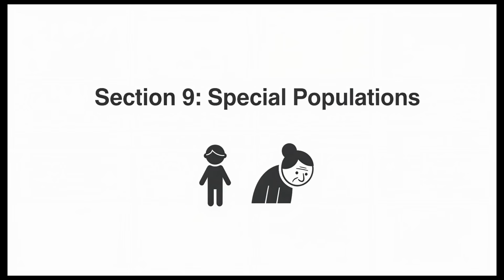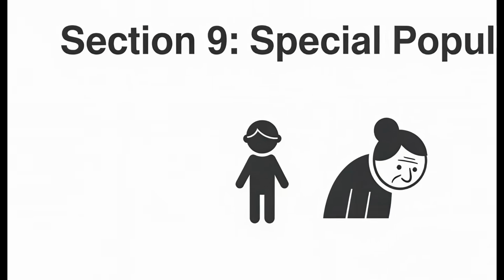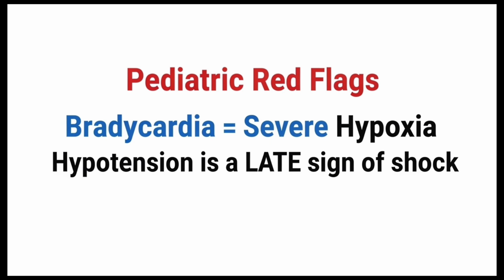Section 9. Pediatric and Geriatric Care. Our final section covers special populations. First, pediatric patients. The most important principle is that children are not small adults. Their airway is smaller, their tongue is proportionately larger, and infants are obligate nose breathers. Bradycardia, a slow heart rate in a child, is a grave sign, most often indicating severe hypoxia. Hypotension is a very late sign of shock in children.